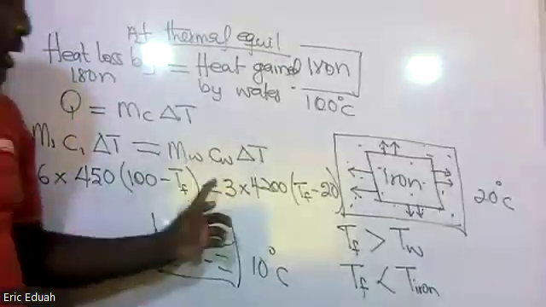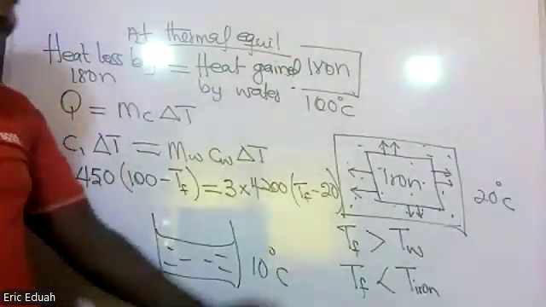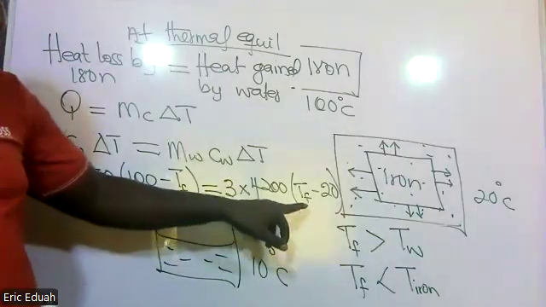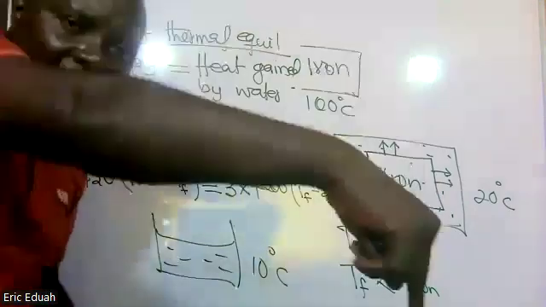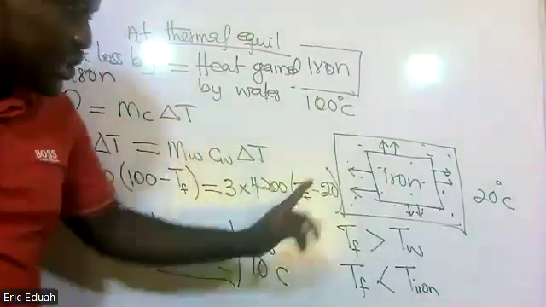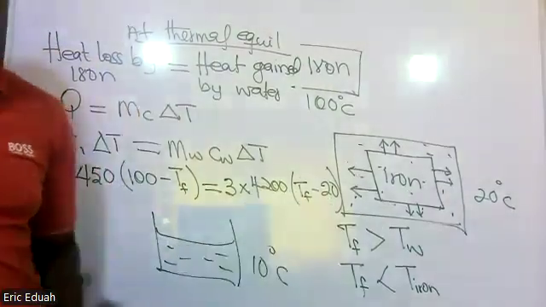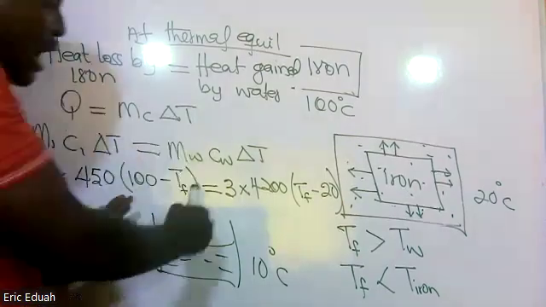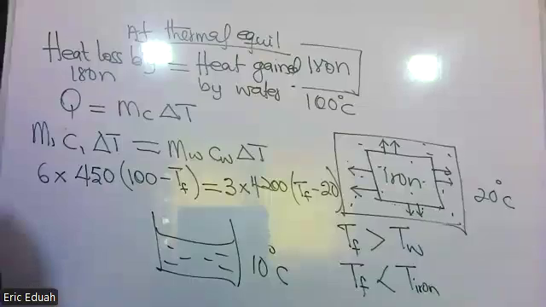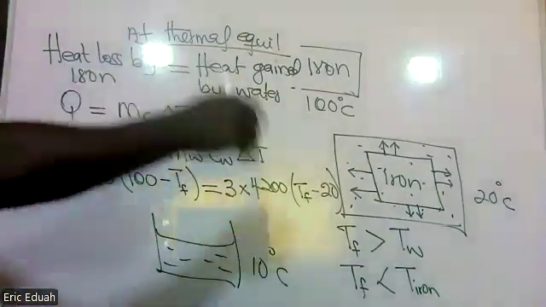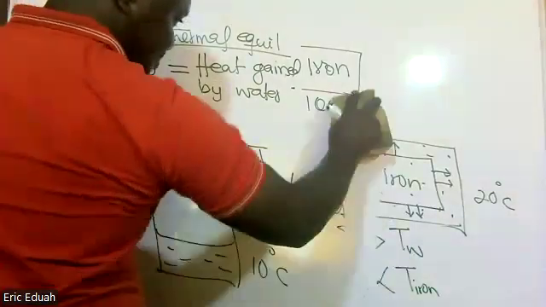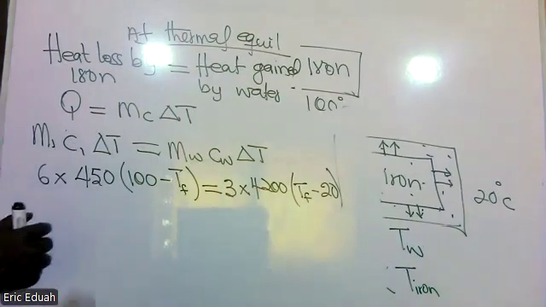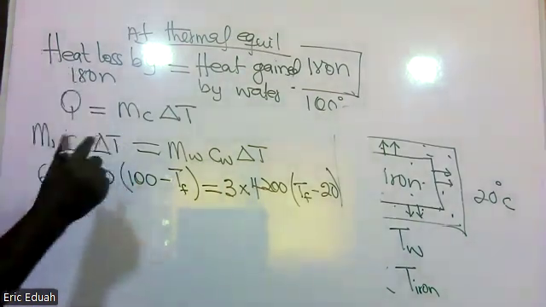Then the body that is doing the gaining is initially at a lesser temperature. So its temperature change, because the final will be greater than the initial, you subtract the initial from the final. I'm sure you're okay now. Yes, please. So that is how to calculate the change in temperature for the one that is losing and the one that is doing the gaining. Change in temperature is always positive.